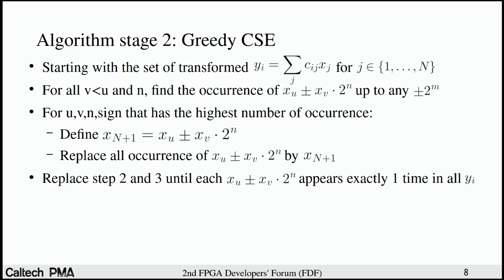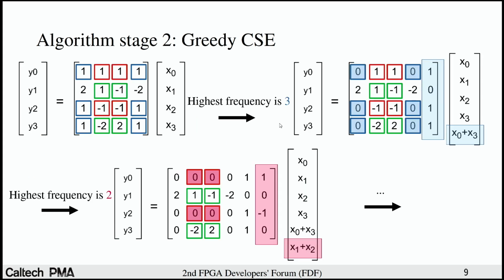By implementing, I mean just evaluate the input xi plus or minus xj times 2 to the power of n, and multiplying by 2 to the power of n is implemented by hard wiring, so it's not a real operation on an FPGA, compared to the addition. And just repeat the third step until there are no more. And this is an example of how this operates on the H264 matrix.